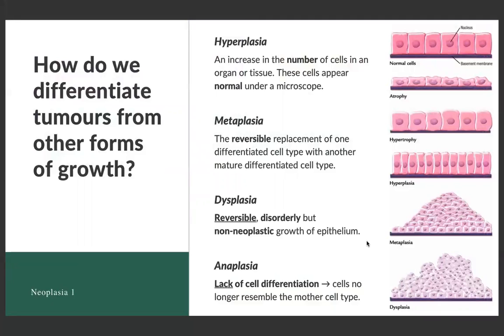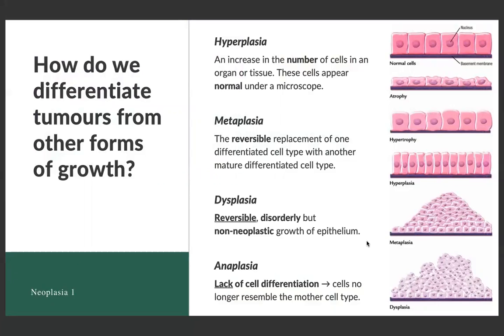Hyperplasia is just an increase in the number of cells. These cells appear normal. However, they do have eventually the potential to turn into cancer, but at this moment in time, these cells appear normal. And then you have metaplasia, which is when you have one cell type replaced with another cell type. And this is reversible. That's the key here.